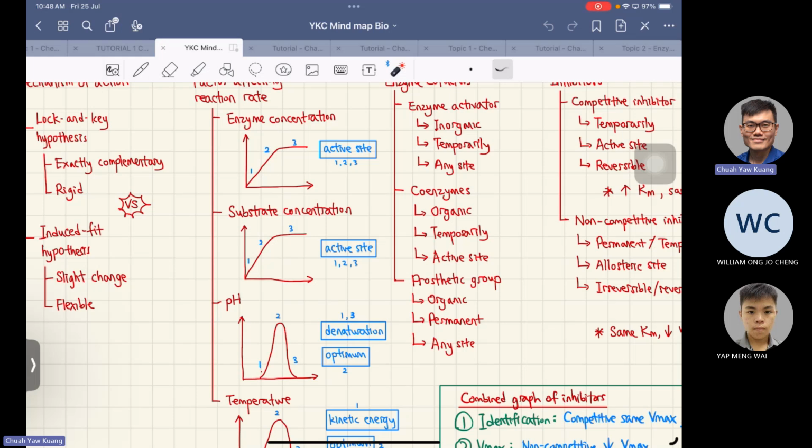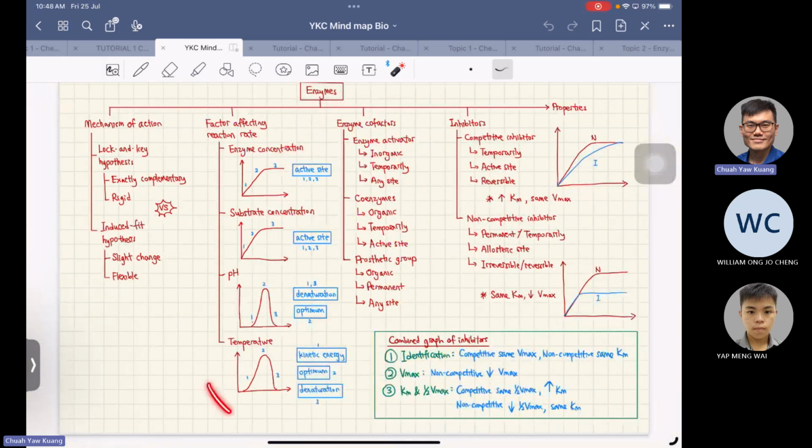So later in the lecture, I'm going to describe further, because maybe you don't know what it means to explain in terms of the active site. Later we will talk about it, so you can jot down later if you want. That is basically for the graphs, for all the factor graphs. There are a total of 4.